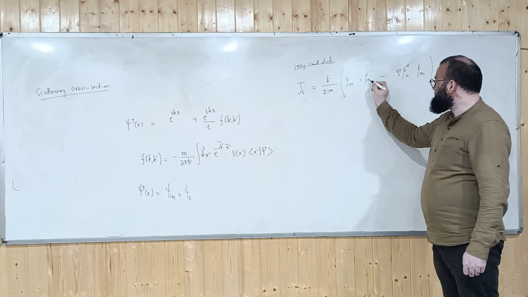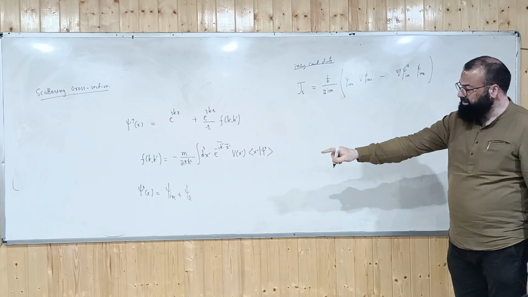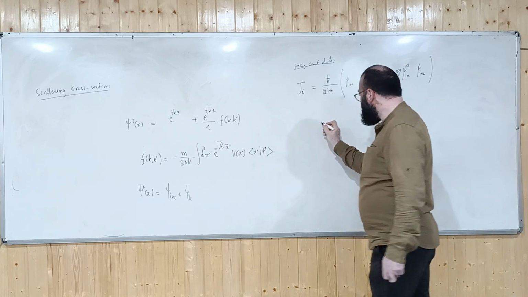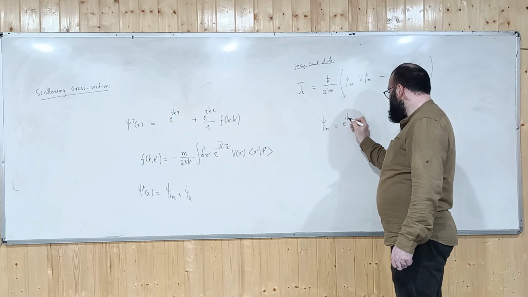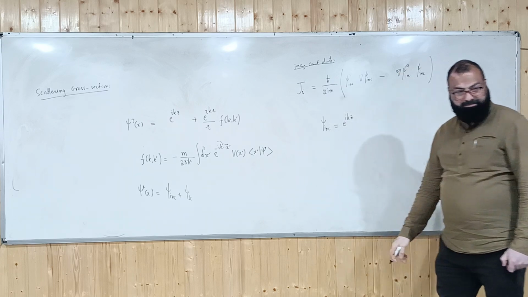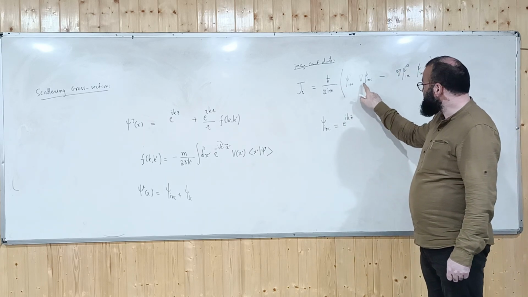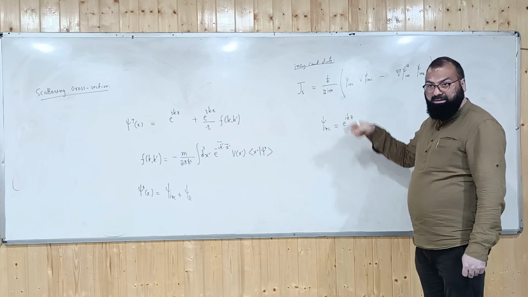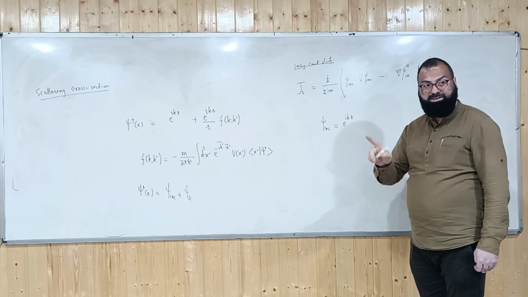So what is our incident wave? Our incident wave is a plane wave moving in the z direction, e^(ikz). Now let's calculate this gradient of ψ. It will be only partial by partial z, because gradient is a vector quantity, it gives you the direction.